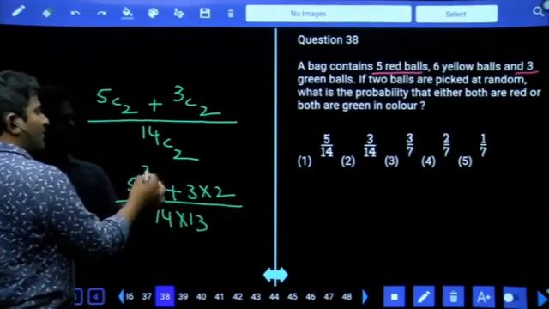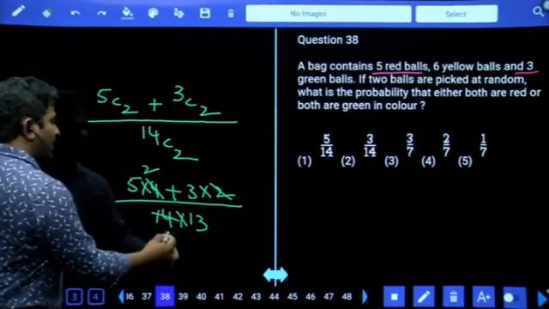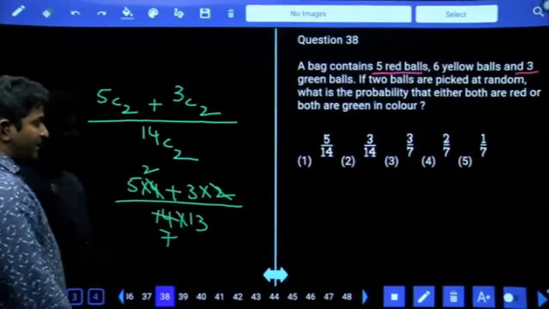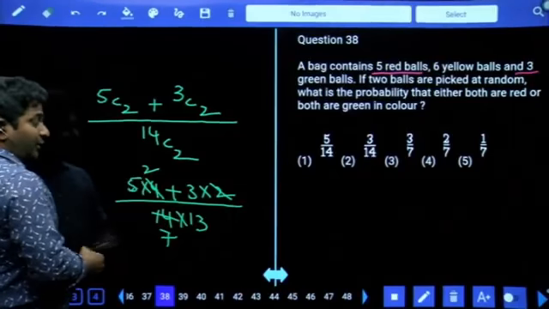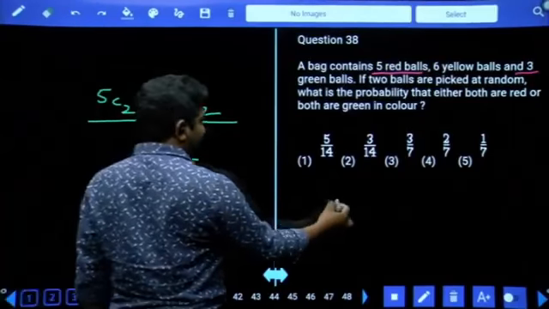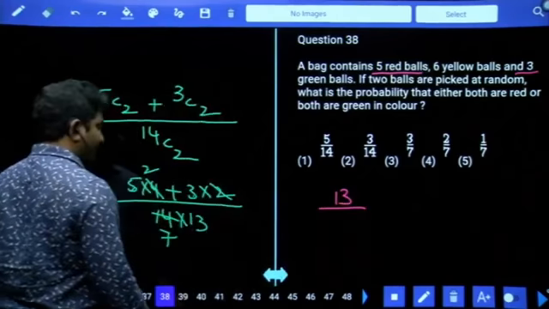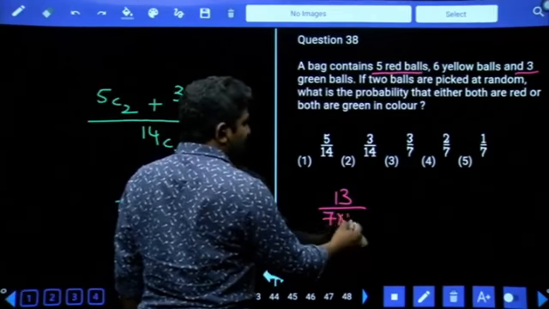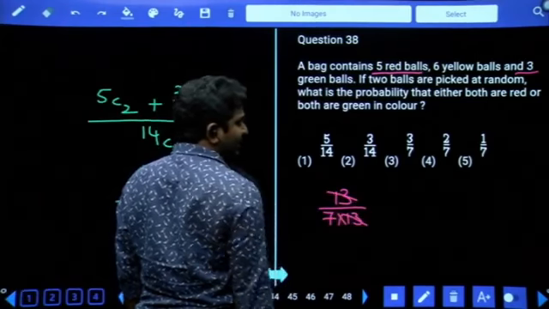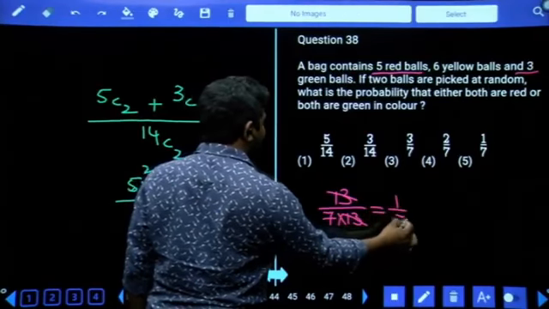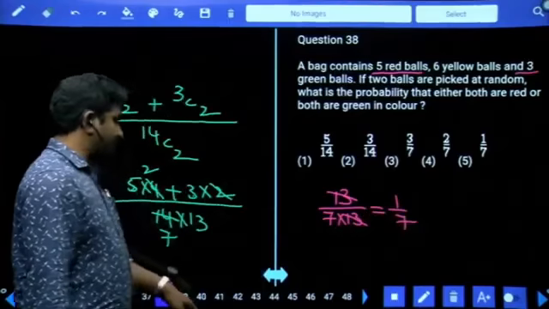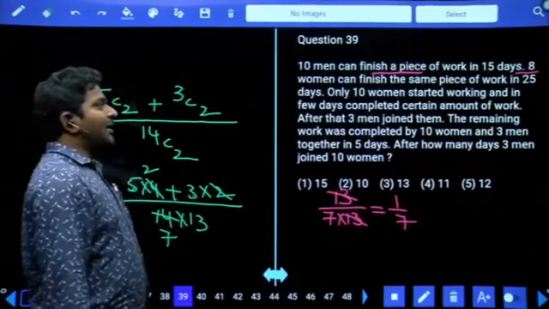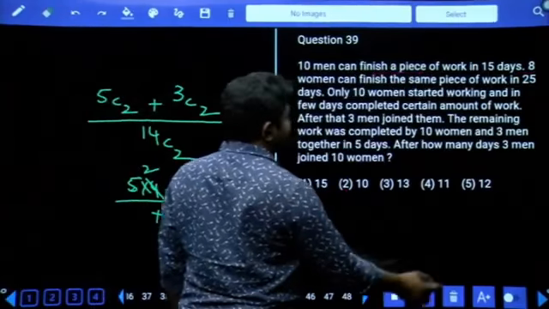You can take 2 common here, and here 2 gets cancelled, 7 times. 5 into 2, 10 plus 3, that is 13, divided by 7 into 13. Don't go for simplification because in the numerator clearly there is 13. 13 gets cancelled and the answer is 1 by 7. Fifth option is the answer. 10 men can finish a piece of work in 15 days.